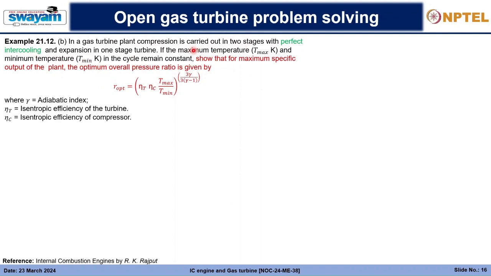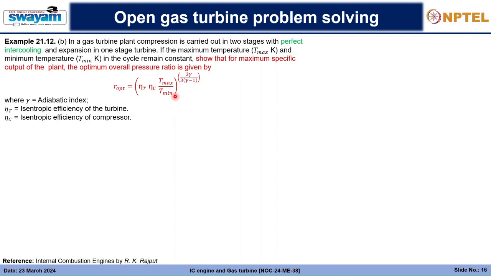We are given the constants maximum temperature and minimum temperature. We are given the condition of perfect intercooling. Then we have to show the maximum specific output of the plant. In order to get the maximum specific output of the plant, the optimum overall pressure ratio is given by this.